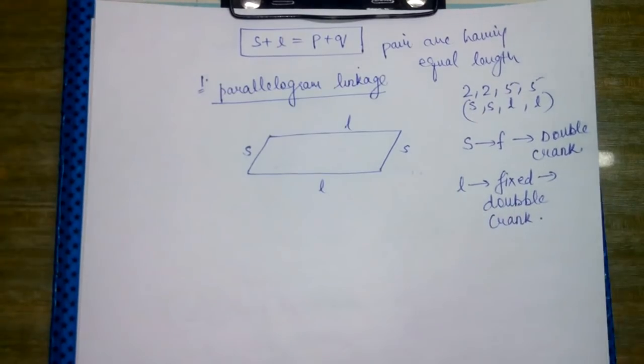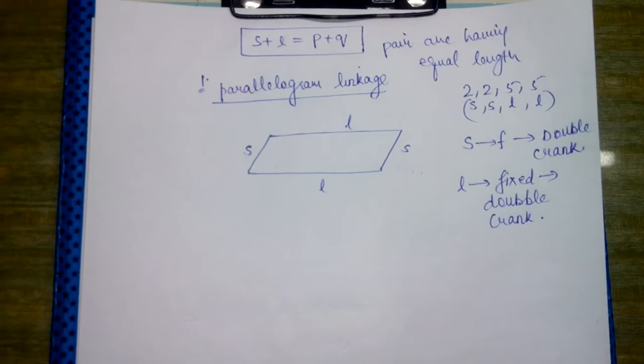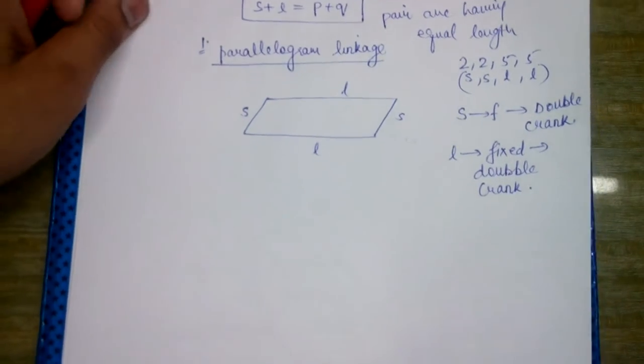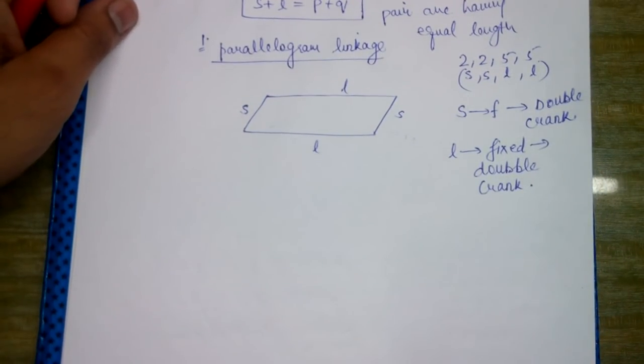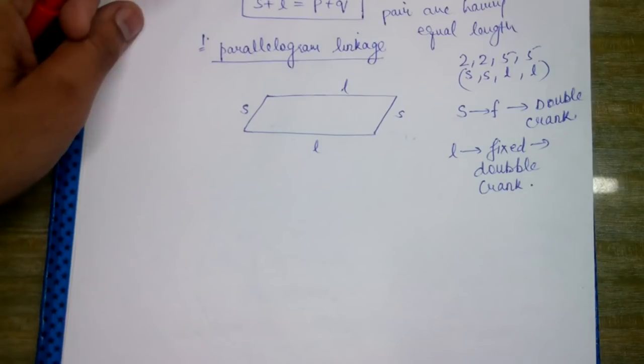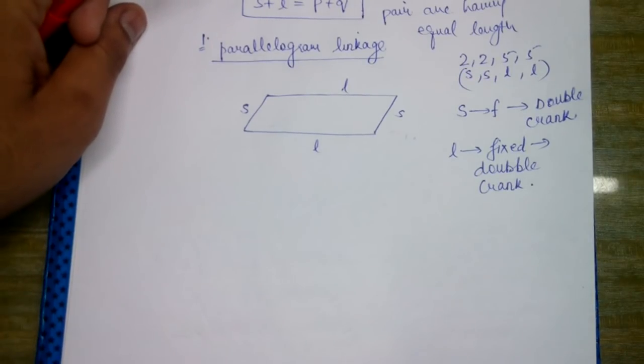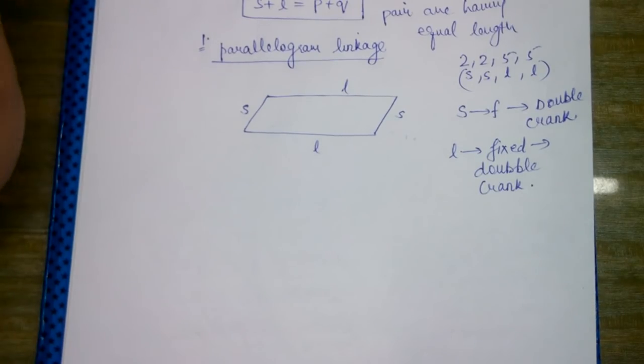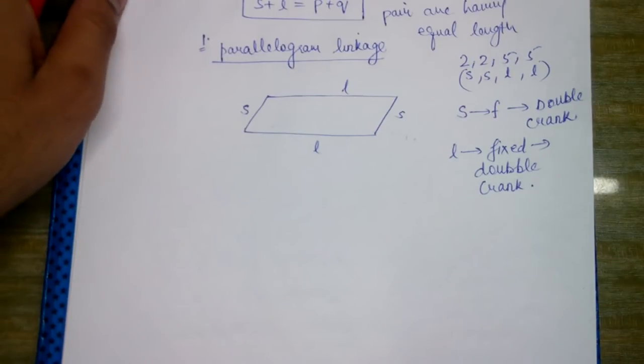So here we will not obtain the crank rocker or the double rocker mechanism. We will only obtain the double crank mechanism, whichever link is fixed. And please note that in a mechanism, it does not depend on which link is taken as the input link or the output link.